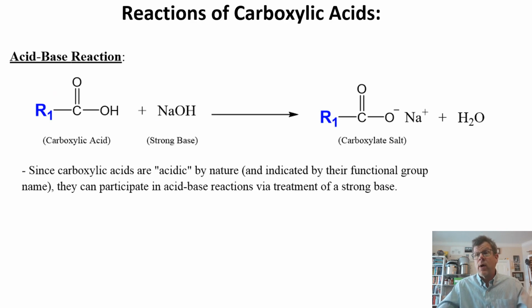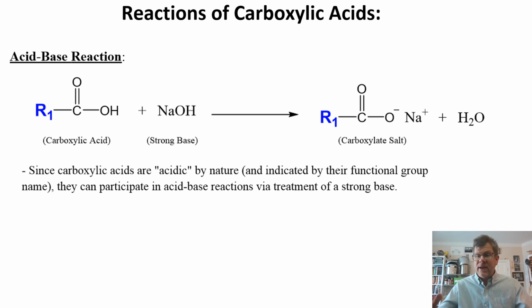So predictably, once we're done with nomenclature, we're moving into reactions of a particular functional group. In this case, we'll be looking at a couple of reactions of carboxylic acids. The first one derives from what we see here in the name of the functional group. We have an acid. If it's a carboxylic acid, it must be acidic, and thus it can undergo an acid-base reaction. It acts as the acid in that acid-base reaction.